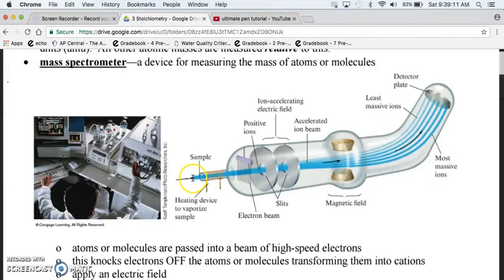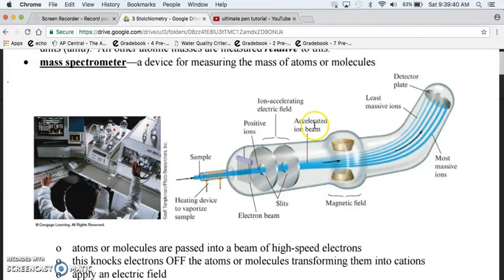We then push these particles through and they get hit by an electron beam. The electron beam knocks off electrons from these particles, making them positively charged. These positive ions are pushed through these two slits to accelerate them using an electric field. So you can imagine there's a negative side here and a positive side here, and once they get pushed through here, they're going to accelerate that way.